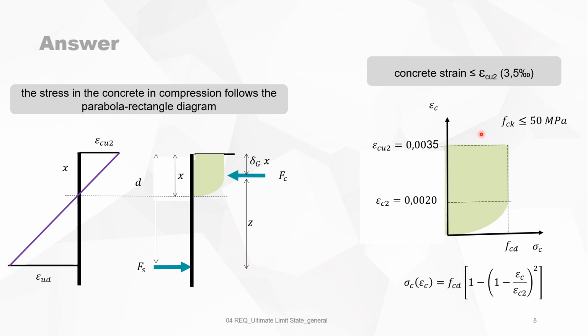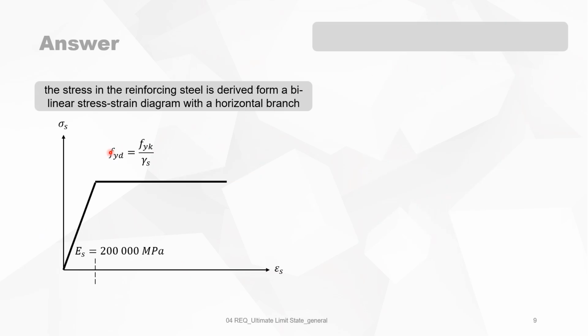The ultimate concrete strain is 3.5 per mil. So this is also an assumption. The next assumption is that the stress in the reinforcing steel is derived from a bilinear stress diagram with a horizontal branch. I know there are other assumptions too, with an inclined branch, but we will concentrate on the horizontal branch. So this is the stress and this is the strain, and it has a bilinear connection between the two.